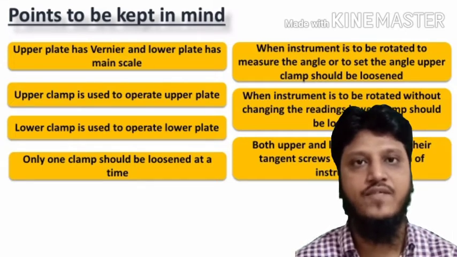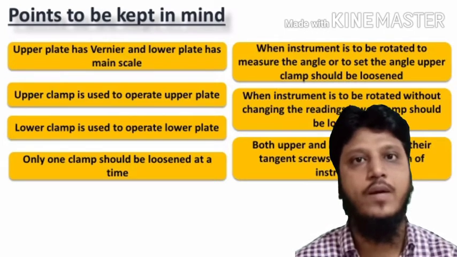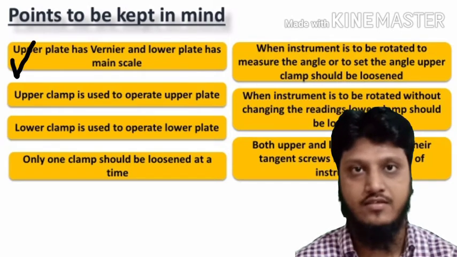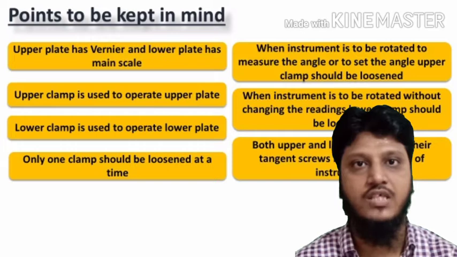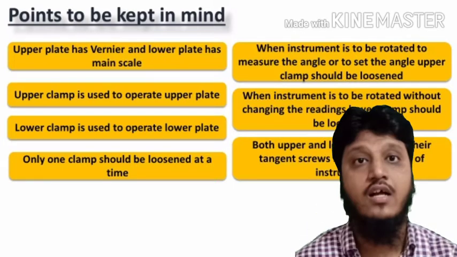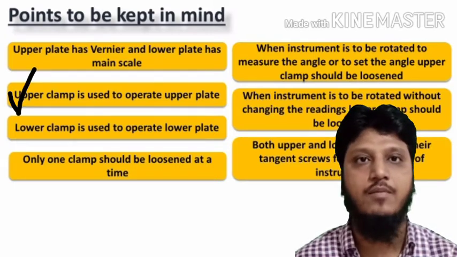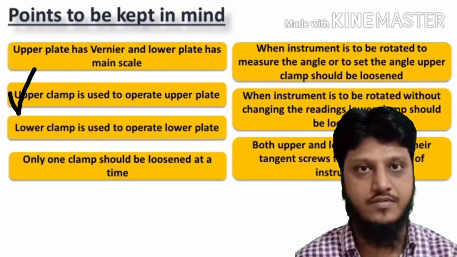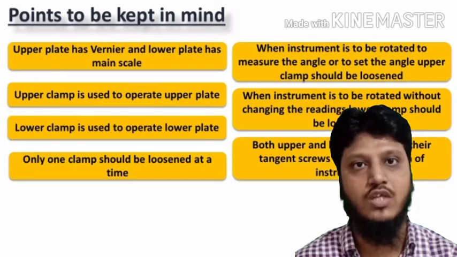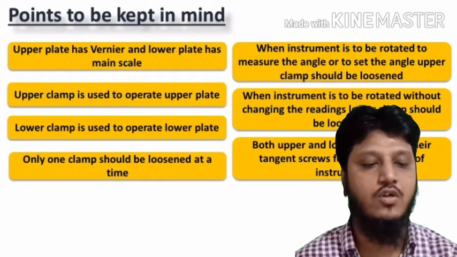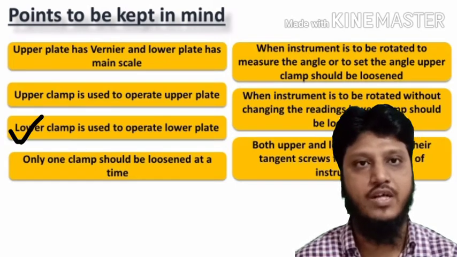So the very first point is that the upper plate has the vernier and the lower plate has the main scale in the theodolite. The second point is that the upper clamp is used to operate the upper plate, to tighten or loosen the upper plate. Likewise, the lower clamp is used to operate the lower plate.